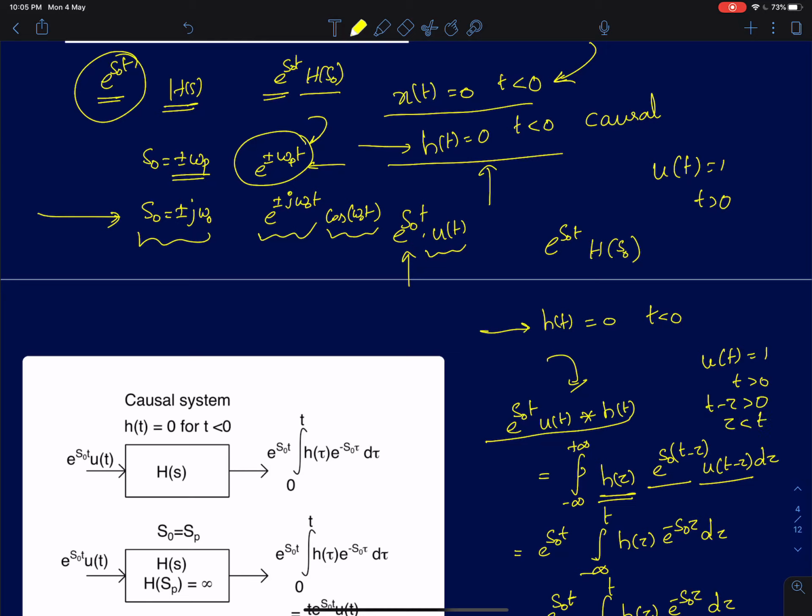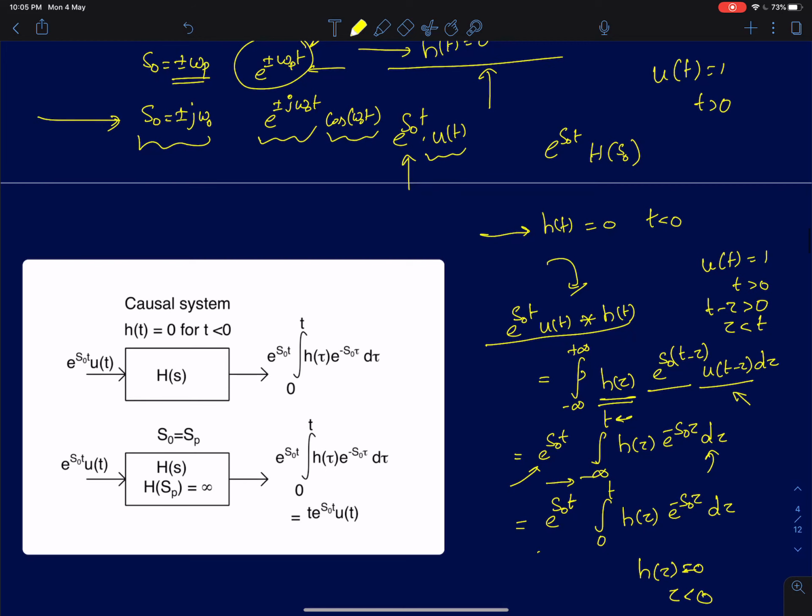So for values of tau greater than t, the value of the integral will be 0. That forces the limits of integration to run from minus infinity to t, because the variable of integration here is tau. For tau greater than t, this integral will be 0, so the limits reduce to minus infinity to t. I have again taken e power s naught of t common out, because t is a constant in this integral.